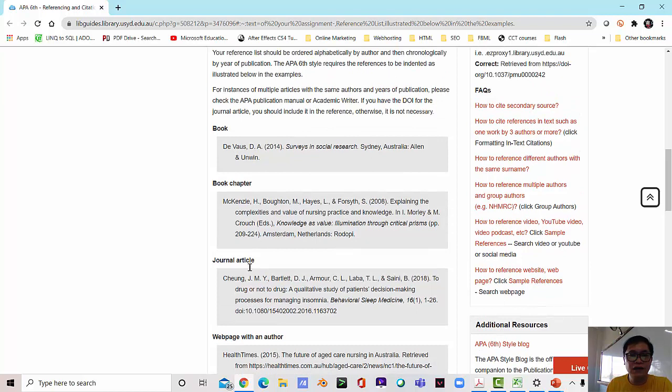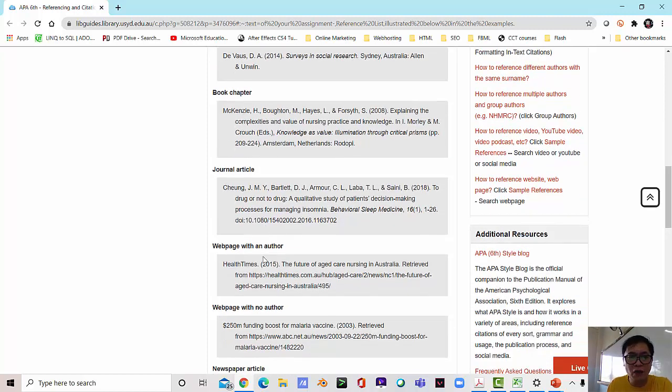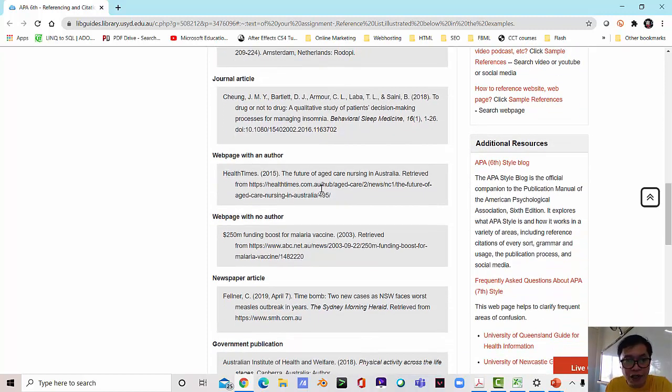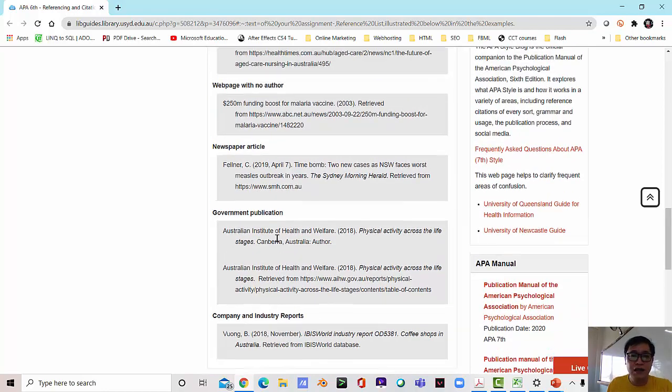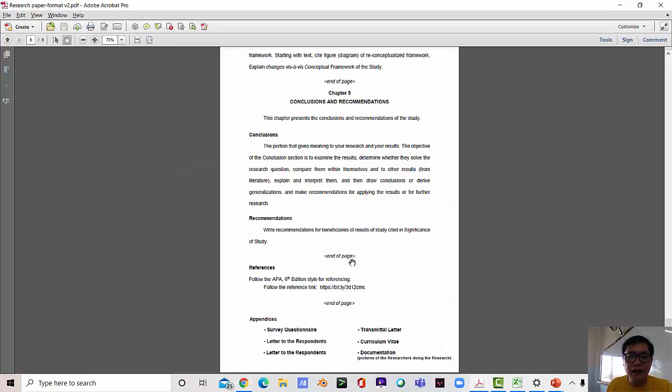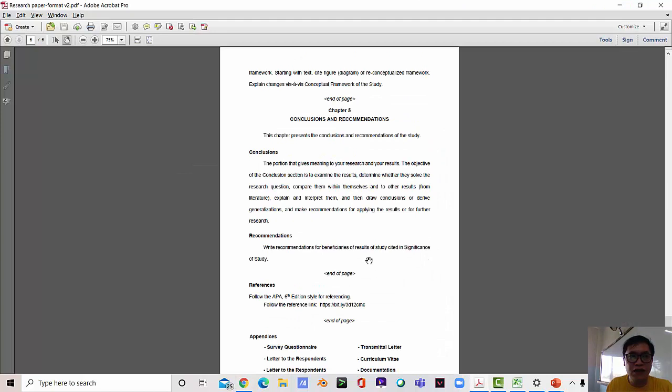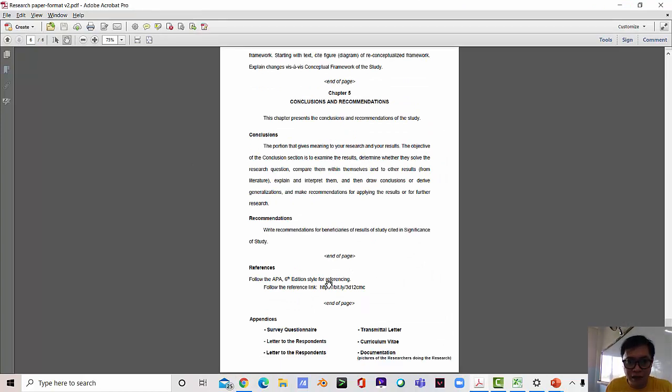When you gather sources, it shows what to put in the reference depending on whether you have a specific book chapter, a journal, or a website, and what author details to include. For a web page, it also shows what to put. Just follow the references indicated in your research paper format. And then next is the appendices.